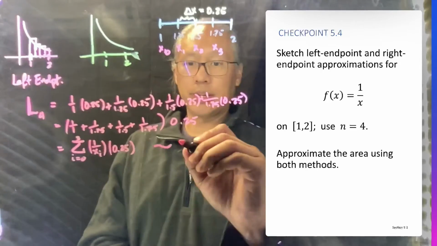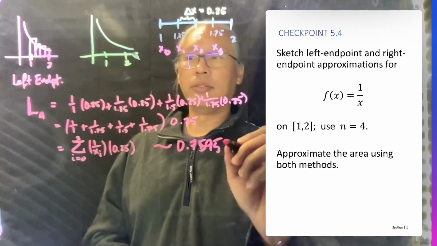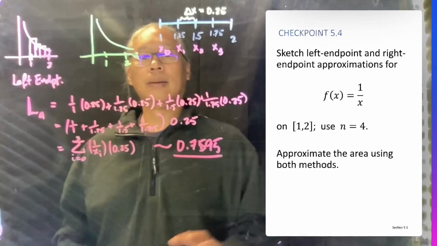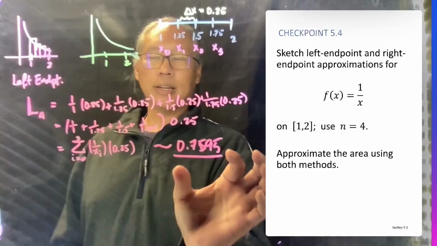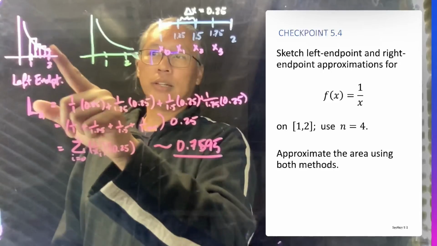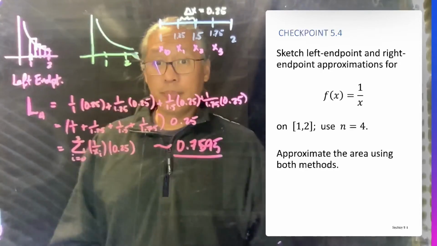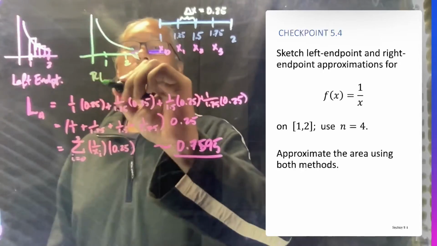So the approximation I got was 0.7595. So that's going to be our left endpoint approximation. Now your actual area looks like it's going to be a little bit less than that. It looks like this is an overestimate, because if you look at these, the rectangles are all above the graph.